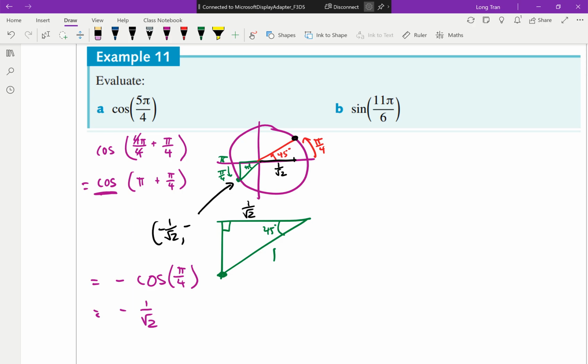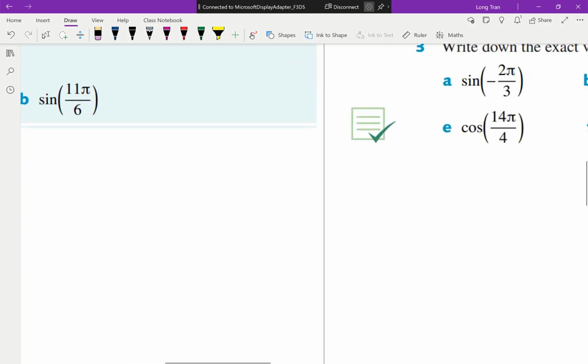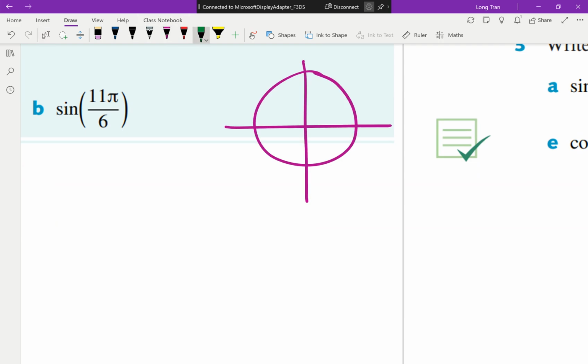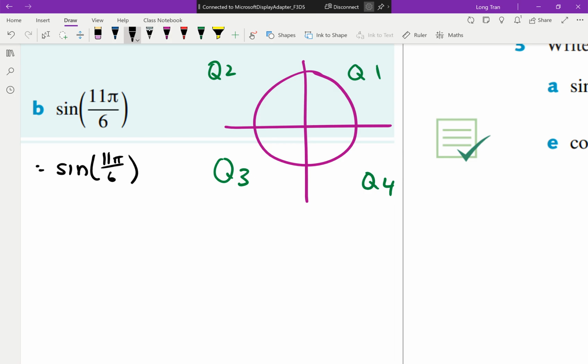Okay, let's do it again with example B. Let's have a look at example B. Your job is to figure out which quadrant you're in. Okay, so here we go. Unit circle, Q1, Q2, Q3, Q4. Your job is to find sine of 11 pi on 6. I want you to tell me, where is 11 over 6? So think about your fractions. 11 over 6, where is it closest to right now? Which quadrant? 1, 2, 3, or 4?